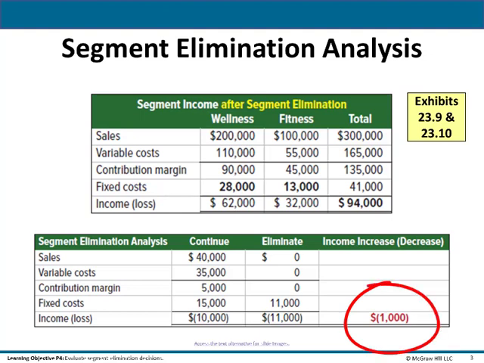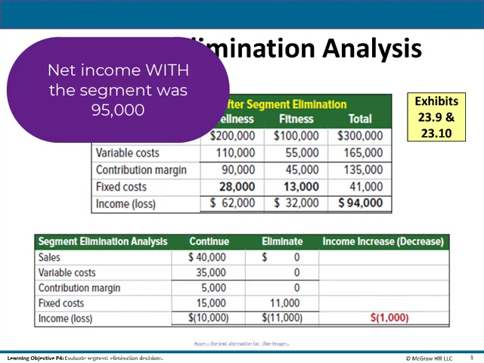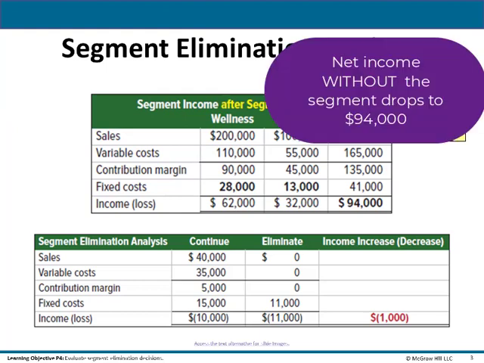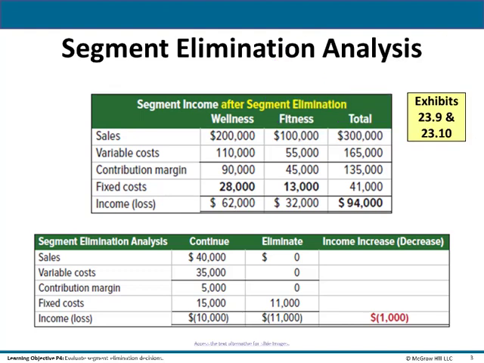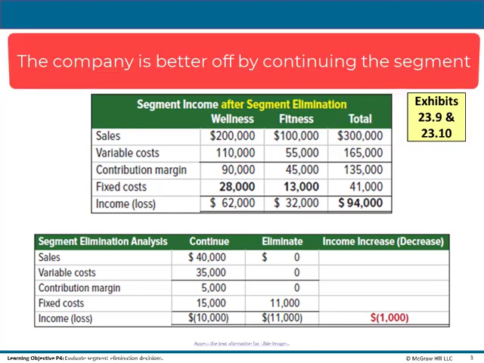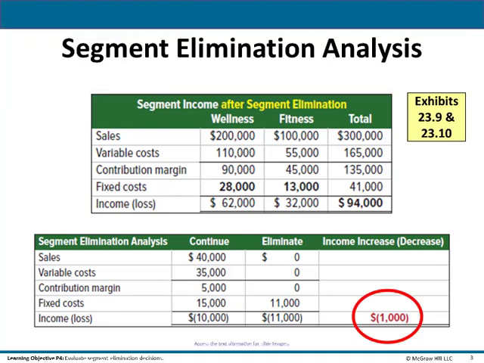No matter how you look at it, given that the previous income with the segment was $95,000, shown on the previous slide, and the net income without the segment drops to $94,000, the company would be better off if they continued the segment. They would be saving, as shown in the bottom analysis, $1,000.